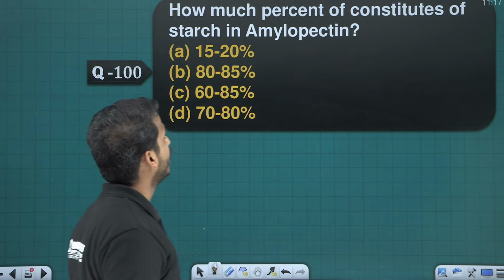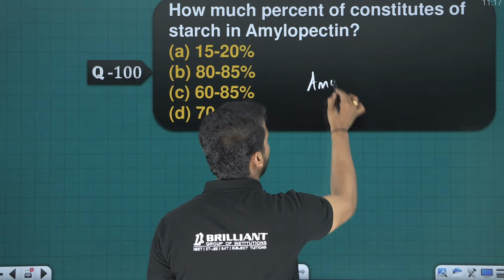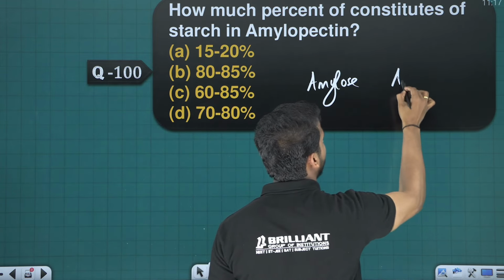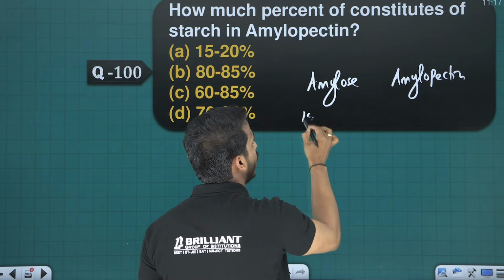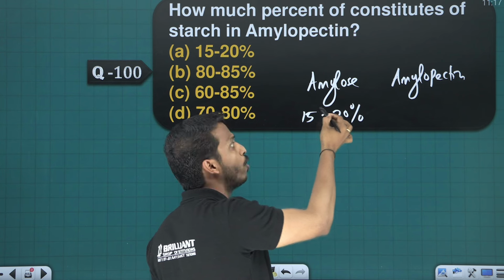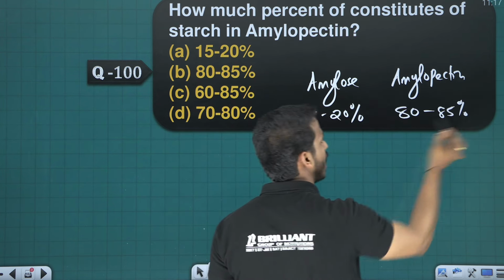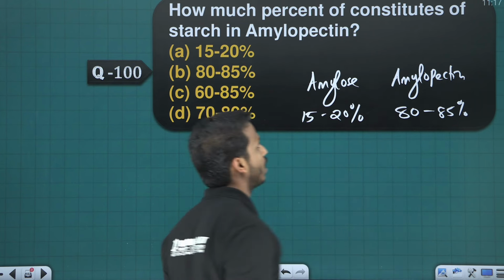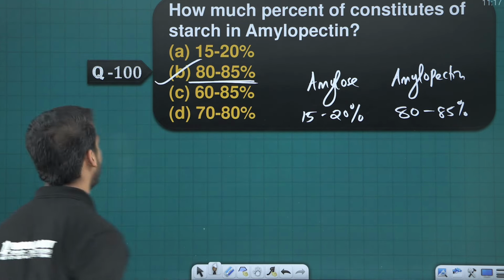How much percentage of starch is amylopectin? Starch has two components, amylose and amylopectin. Amylose is around 15 to 20% of starch and it is the water soluble component, and amylopectin is around 80 to 85% of starch and it is the water insoluble component. So the answer is around 80 to 85%.